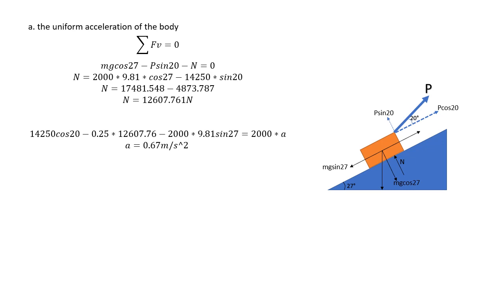We have our free body diagram on the right, with all the necessary vertical and horizontal forces drawn. Now we're looking at the vertical forces; the sum of them equals 0. Here we have the weight of the body minus the vertical pulling force minus the normal force, and from that we get the normal force.